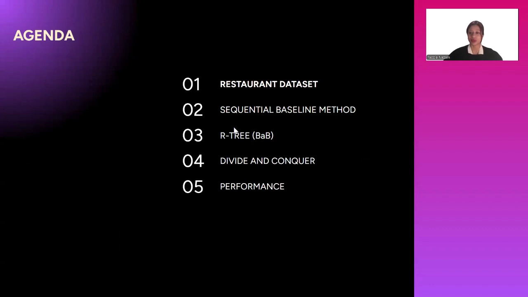First one being the sequential, which we also call the baseline method. Then we will go over R-tree, where we will introduce the MBR. Then we will talk about the divide and conquer, where it divides a line in the middle, and then we will analyze the performance of the three methods. So the goal is to find the nearest restaurant for each user.